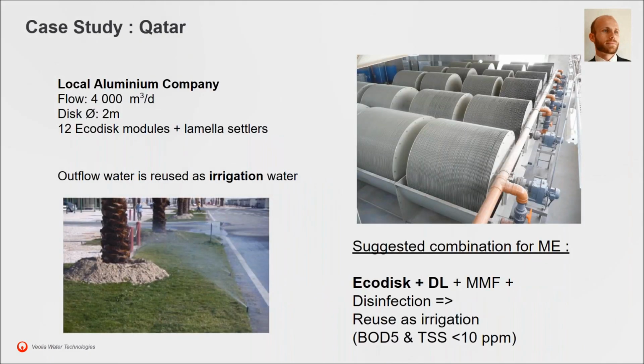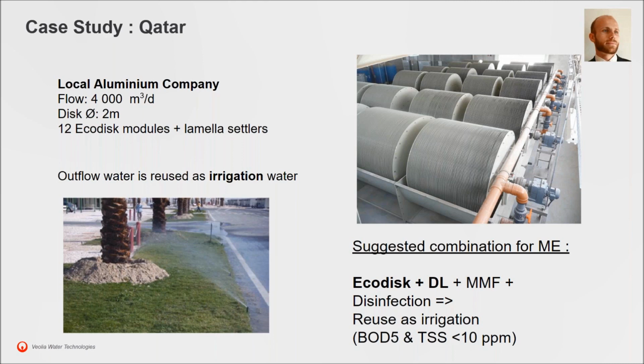Finally, we will go to the case study. This one is in Qatar for an industrial client. The reference is on the high range in terms of flow for the EcoDisc technology with a treatment capacity of 4,000 cubic meters per day. Here we delivered 12 units, each consisting of 4 blocks of 2-meter diameter discs, which were installed in a light building. This installation is standard, however, in terms of the process line used for the treatment of wastewater for reuse in irrigation.